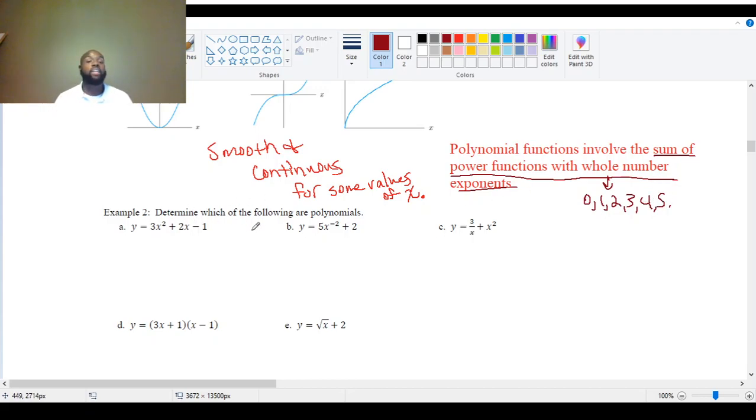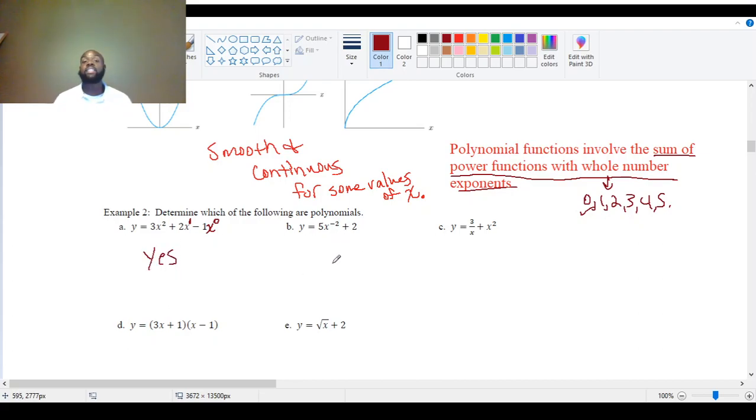Okay? And so an example of a polynomial is y equals 3x squared plus 2x minus 1. Notice this is a power function, this is a power function, this is a power function, right? This is x to the second power, which is a whole number. This is x to the first power, which is a whole number. And notice here, you don't see an x, but this is actually x to the 0 power sitting here. And 0 is a whole number, right?